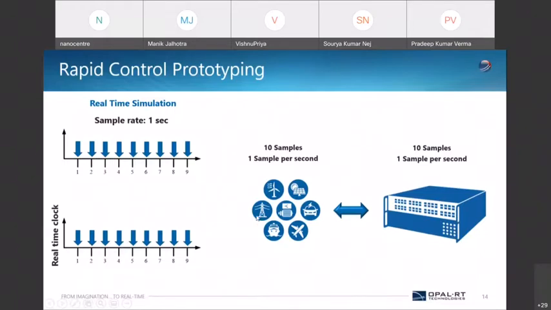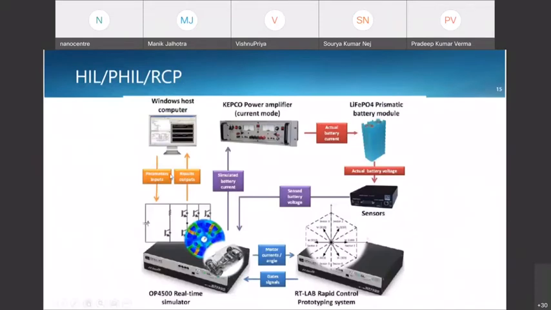So this is the very basic difference between the real-time platforms and an offline platform. And coming to the last part of the introduction, I have already discussed a bit about HIL and RCP, but I assume that the participants must have also come across the term PHIL. What PHIL means is power hardware in the loop.